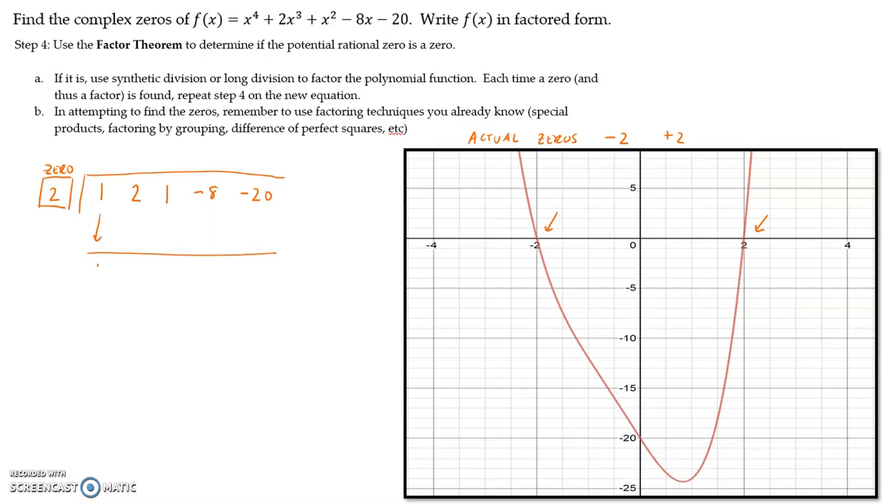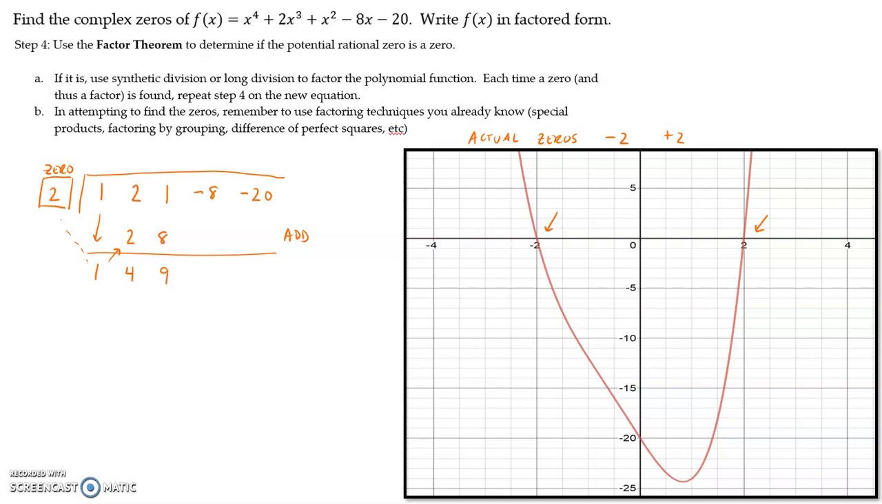Let's go ahead and drop down our 1. We'll multiply to fill in our second row. So 2 times 1 is 2. And at this stage, we're going to go ahead and add. So that's going to give us a 4. 2 times 4 is 8.